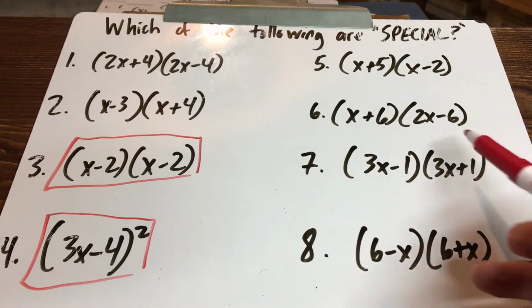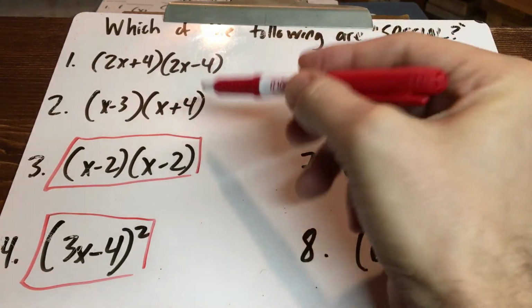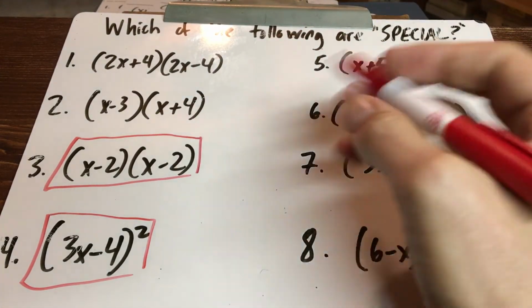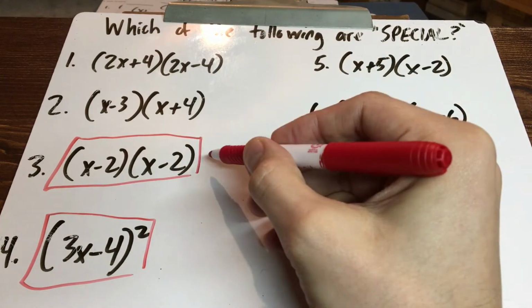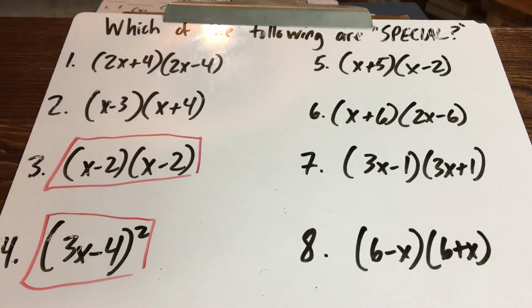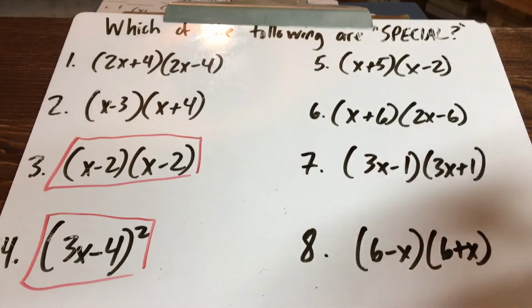I think those are the only ones, right? These two are special situations, the ones I just showed you. Parentheses are exactly the same. Or I'm looking for parentheses that are almost identical. The only difference is one is a plus and one is a minus.